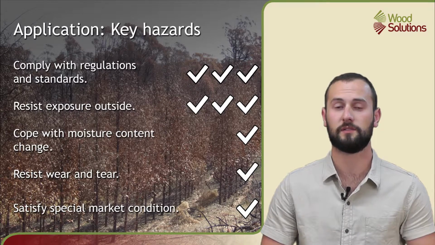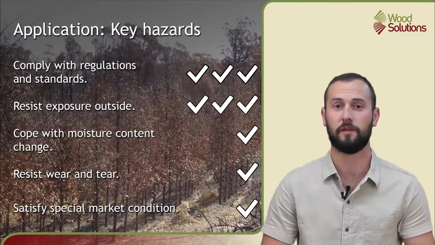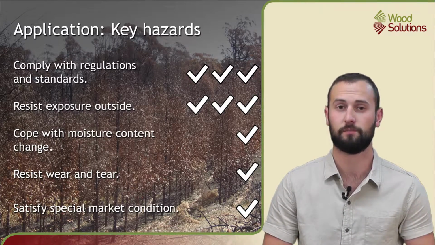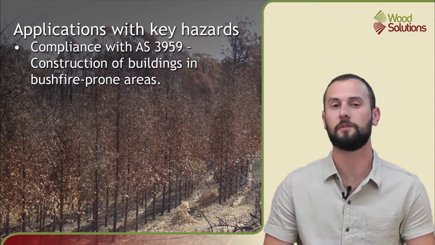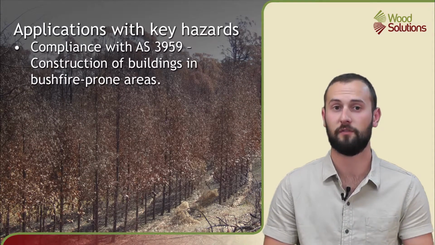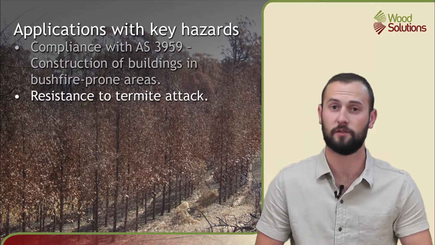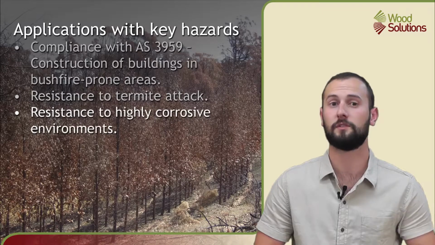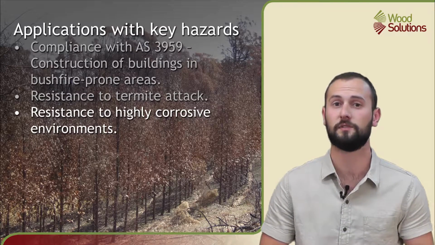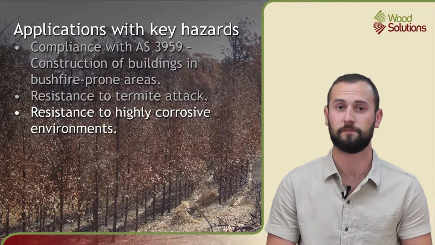Requirements around three key hazards regularly cause issues with timber and wood products in applications. These are compliance with the requirements of AS 3959, construction of buildings in bushfire-prone areas, resistance to termite attack, and resistance to highly corrosive environments such as those found around pools and spa baths.